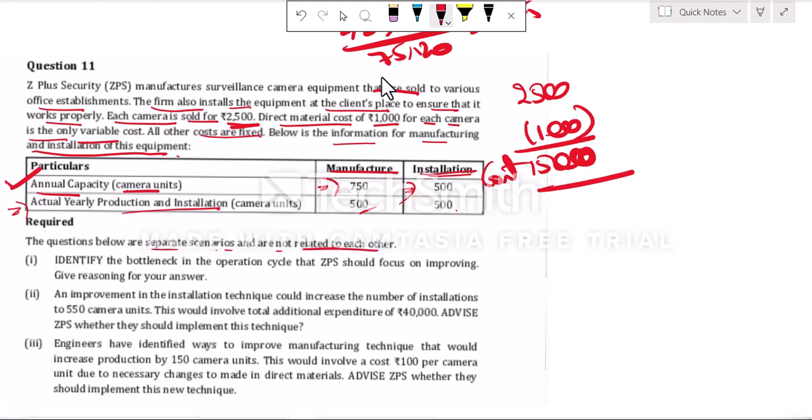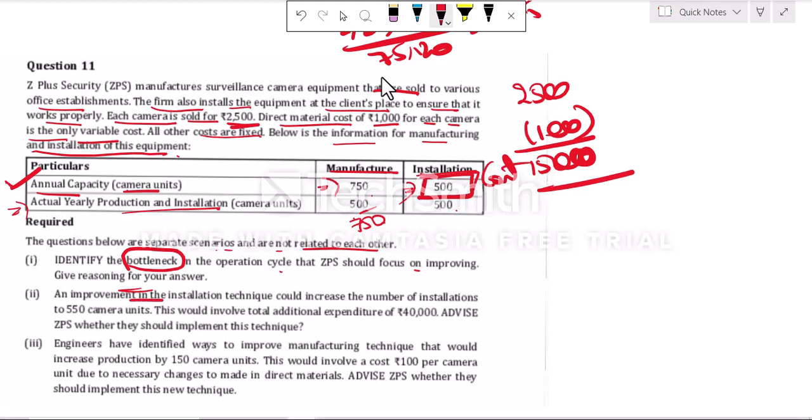Identify the bottleneck in the operation cycle that ZPS would focus on improving. Give the reasons for your answer. See, they are asking about the bottleneck. What is the bottleneck here? Manufacturing or installation? In manufacturing, they have bulk capacity, annual capacity is more, but they are producing very little. But for installation, they can install only 500 units. Even if they produce 750 units, they can install 500 units only. So this is the bottleneck resource. Installation is the bottleneck resource for them.